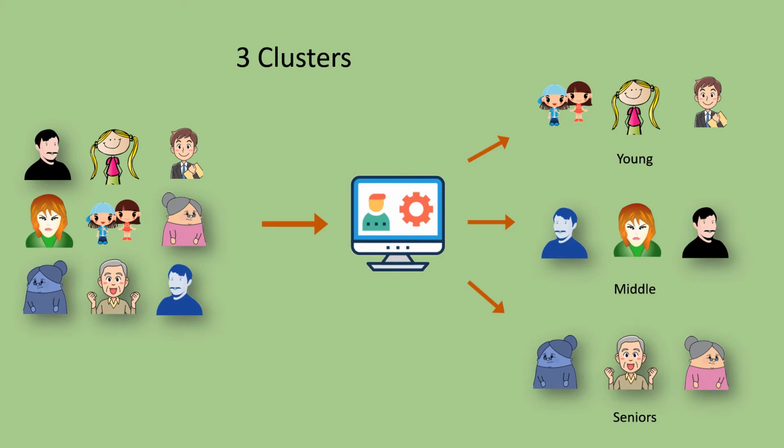Let us take the scenario of grouping a random set of people. Since there are no labels, we will rely on the algorithm to group them in the most convenient and logical manner. Let's say we give the input as 3 clusters. The program may come out with 3 groups based on the ages as to young people, middle-aged people, and old people.